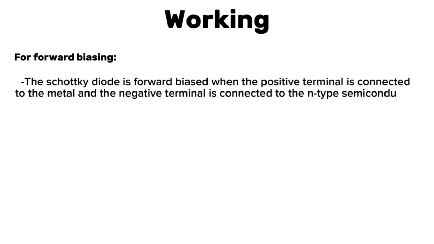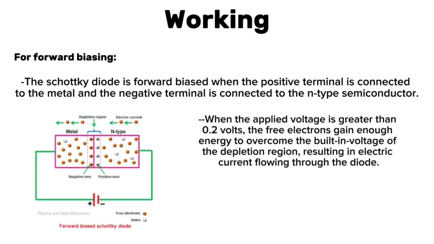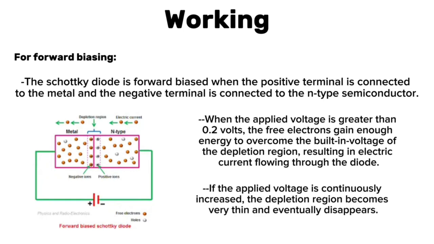For forward biasing, the Schottky diode is forward biased when the positive terminal is connected to the metal and the negative terminal is connected to the N-type semiconductor. When the applied voltage is greater than 0.2 volts, the free electrons gain enough energy to overcome the built-in voltage of the depletion region, resulting in electric current flowing through the diode. If the applied voltage is continuously increased, the depletion region becomes very thin and eventually disappears.